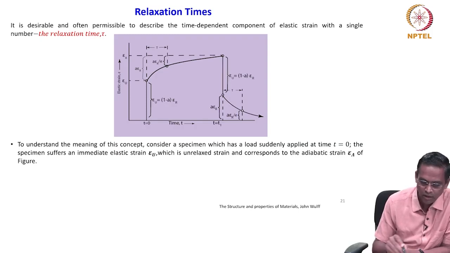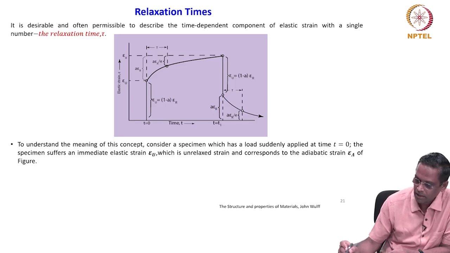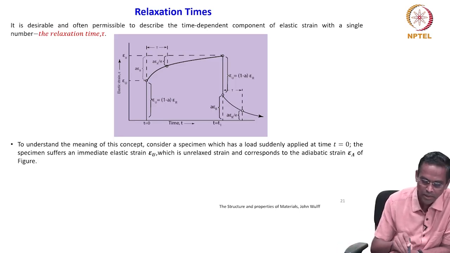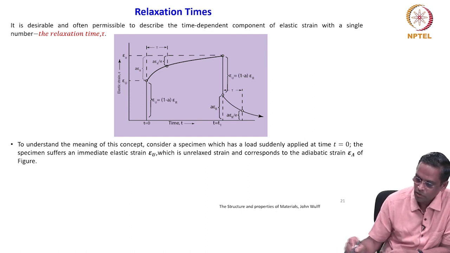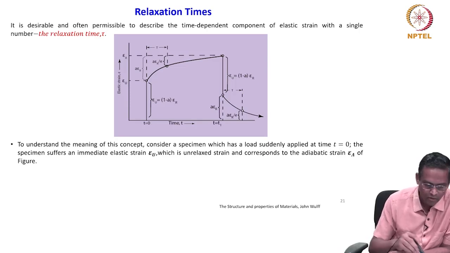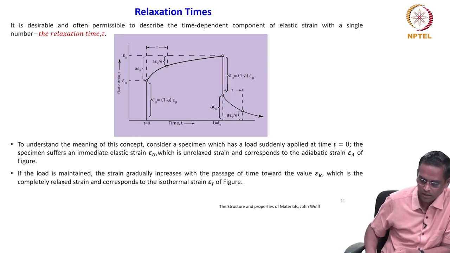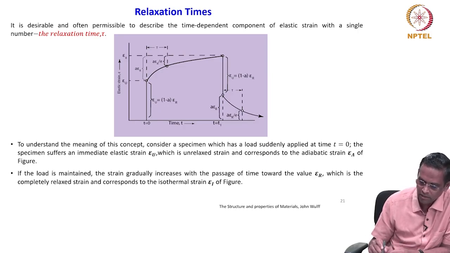To understand the meaning of this concept, consider a specimen which has a load suddenly applied at t equal to 0. The specimen suffers an immediate elastic strain, which is the unrelaxed strain and corresponds to adiabatic strain EA of the figure. And then the load is maintained, the strain gradually increases with the passage of time toward the value ER.